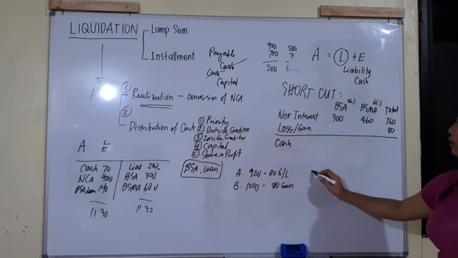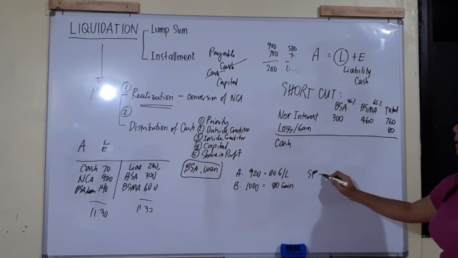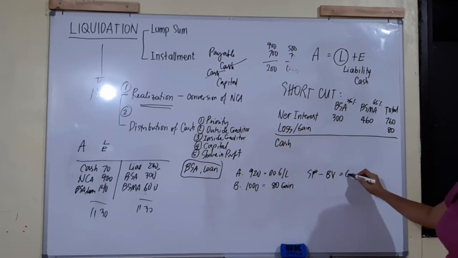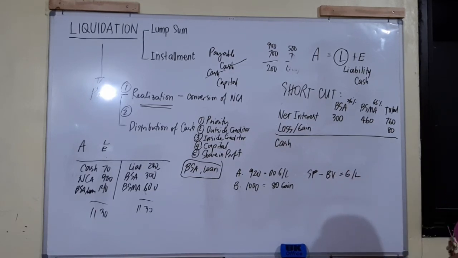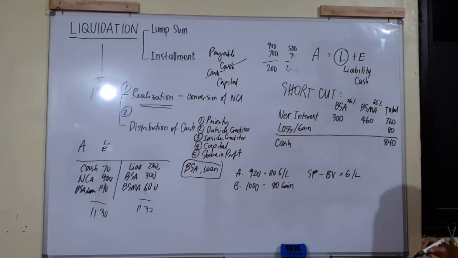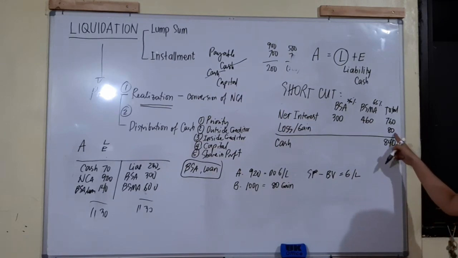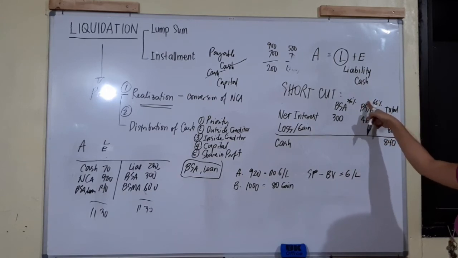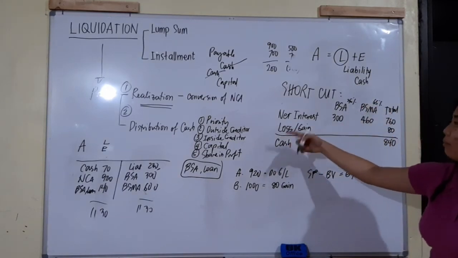Paano kinukuha yung gain or loss? Selling price minus book value of asset sold is your gain or loss. Okay? Ibig sabihin, ang total na pinamigay natin ay 840. Okay? So, 80 ang ating gain. Hatiin natin sa profit and loss ratio, kasi nga, gain or loss yan, or profit and loss yan.